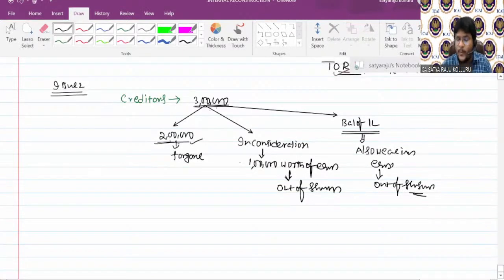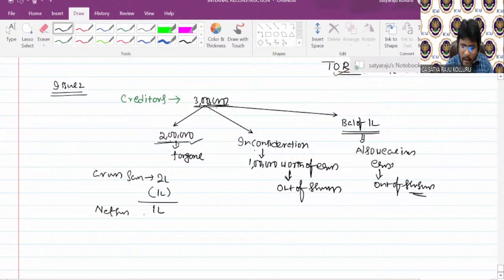But anyway, he is expecting 1 lakh. Sir, gross sacrifice is 2 lakhs. But again, he is expecting immediately 1 lakh, means the net sacrifice is only 1 lakh. Do you agree? Net sacrifice made by the creditors is only 1 lakh. That's it. I too agree.